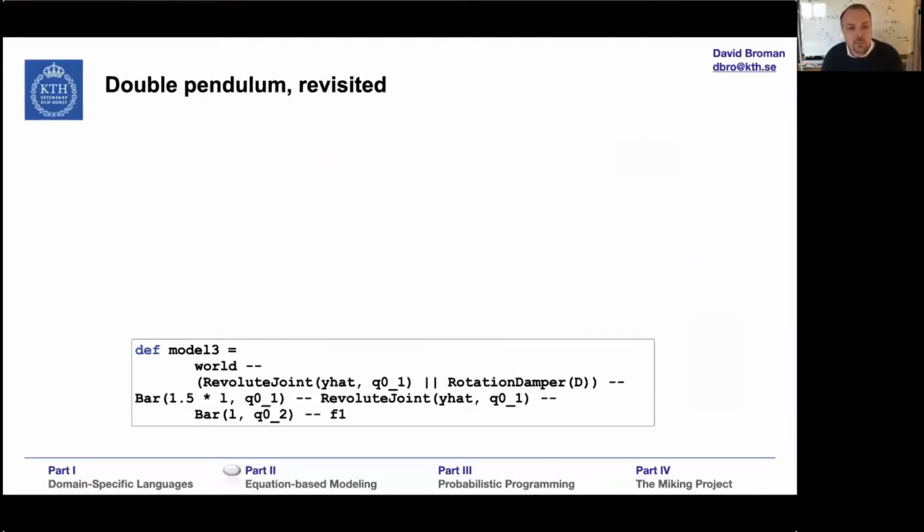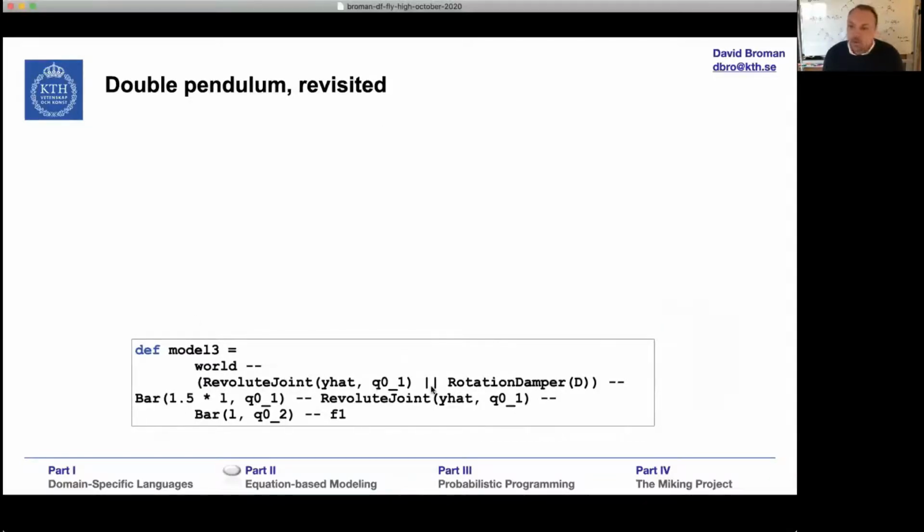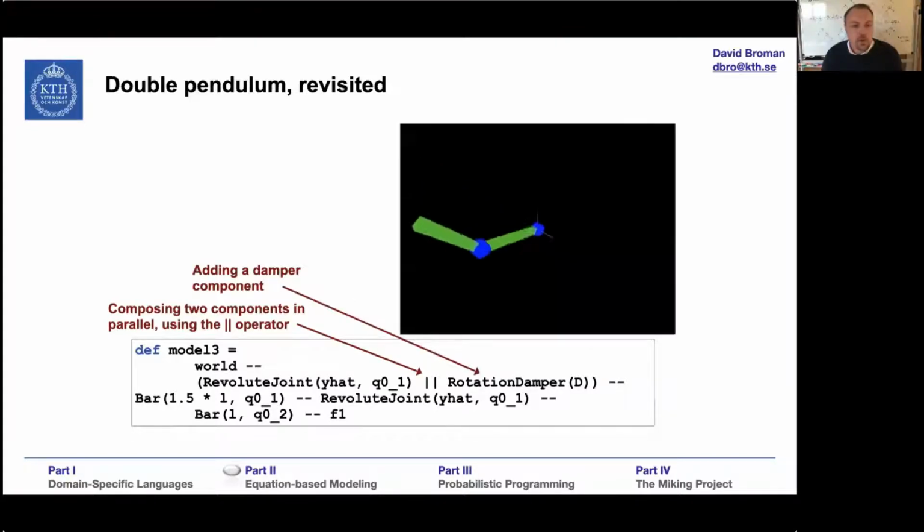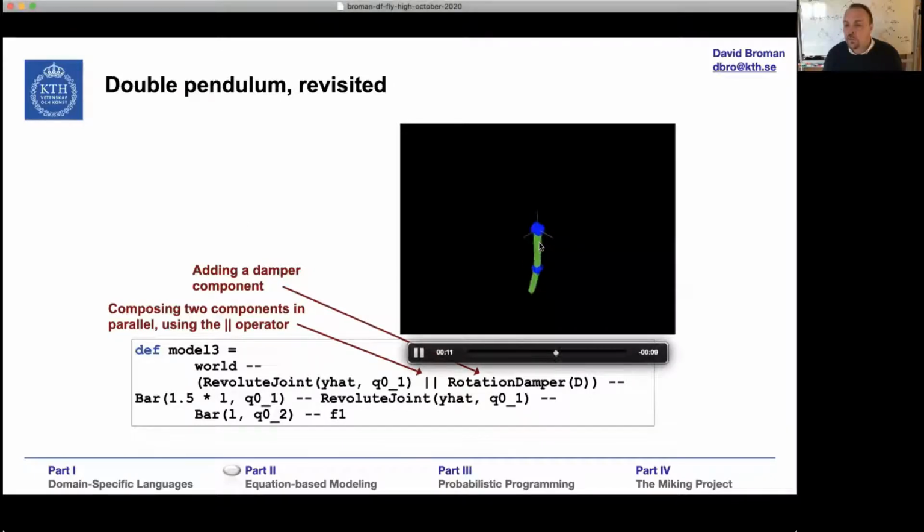Okay, going back to the pendulum here. Now we added a component with a parallel operator. So here we say that we have a revolute joint and a damper in parallel, and the rest is the same. Okay, so if we run that one, we still have the double pendulum, but you see that the behavior is a little bit different. We have a damper, and that's why it slows down. We didn't have any damping or friction before, and that's why it was basically just going on and on. But this one stops.